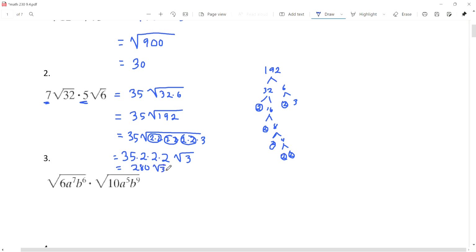So sometimes it's better not to multiply 32 times 6 out and just rewrite 32 times 6 as the prime factorization. 2 times 2 times 2, 6 times, and then a 3. So in some cases, it's not wise to multiply 32 times 6. It's better just to probably find the prime factorization here.